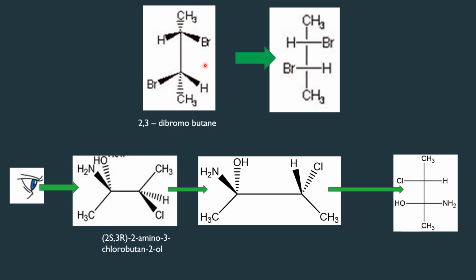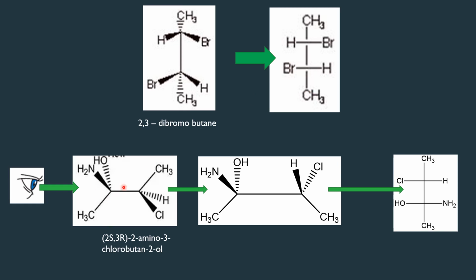When this flying wedge formula is converted to Fischer projection, the beta bonds are kept in the horizontal line, the alpha bonds are kept in the vertical line, and you can note down one important thing, that is the carbon chain is taken in the vertical line.